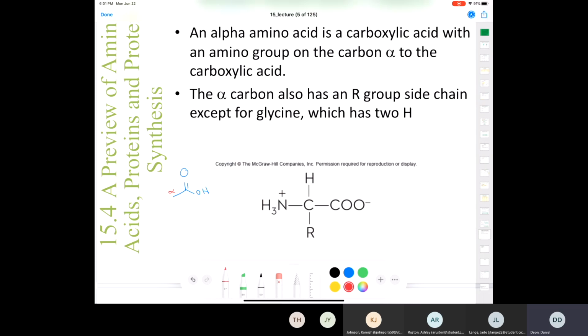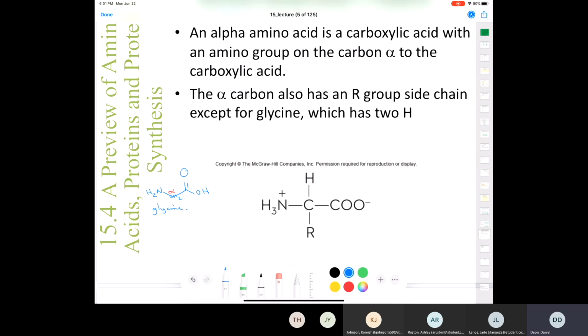Remember the carbon right next to the carbonyl carbon was the alpha carbon? So the alpha amino comes from the fact that you've got an amine, an NH2 group, attached to that alpha carbon. So an alpha amino acid is a carboxylic acid with an amino group alpha to the carboxylic acid. The alpha carbon also has an R group side chain, except for glycine, which has 2 hydrogen atoms. So if I have a CH2 here, which I do, this is called glycine. That's an amino acid that is found in every one of our bodies.